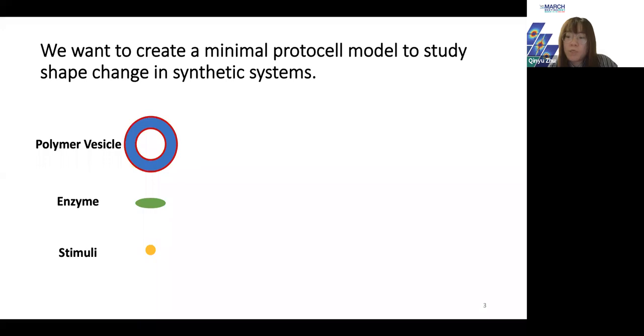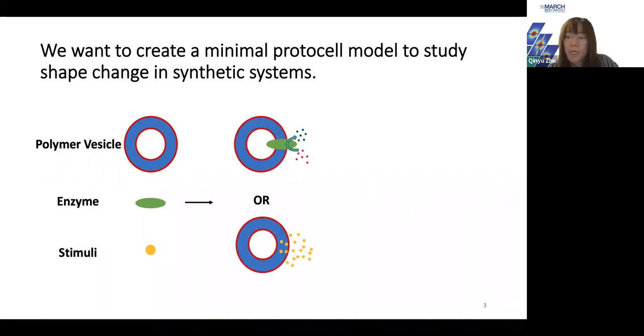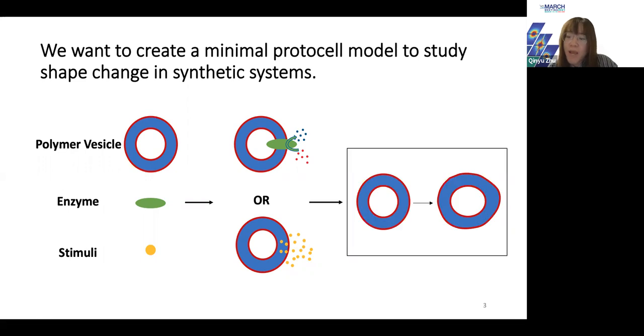We propose to study the local deformation using a minimal protocell model, which consists of a block copolymer vesicle and incorporated enzymes or external stimuli to give rise to certain chemical reactions. Eventually, the reactions would result in certain forms of local shape change. In order to simulate such a system, we would need a coupled reaction diffusion model that can simulate the motion of particles in the polymer solution, as well as the dynamic changes during the reactions.